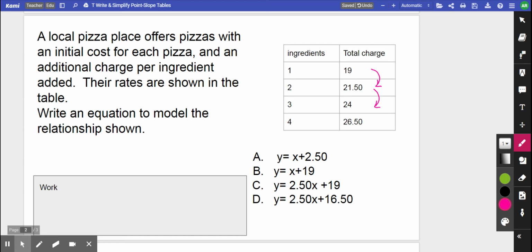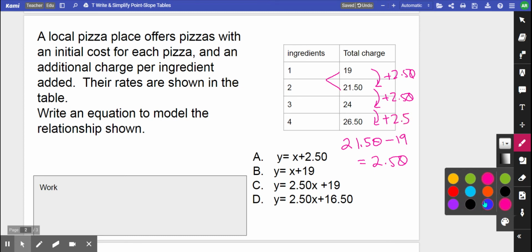If you don't know off the top of your head, what you can do is take these two and subtract them. Always take the bottom number and subtract the top number, the one underneath the second row minus the top row. That's going to give you a positive 2.50. So we're adding $2.50 as we go down our table.